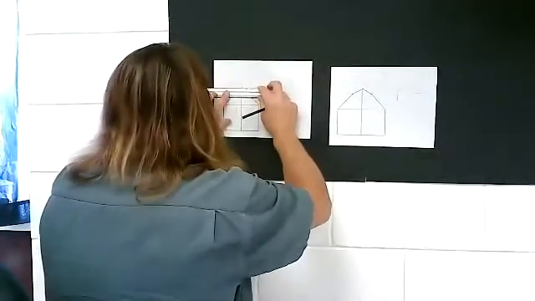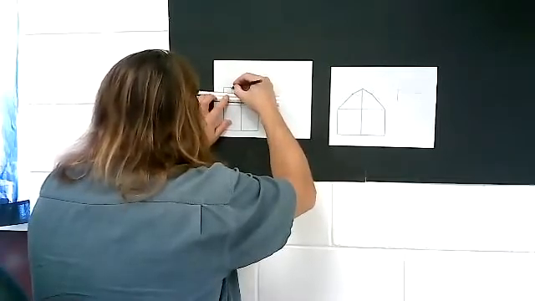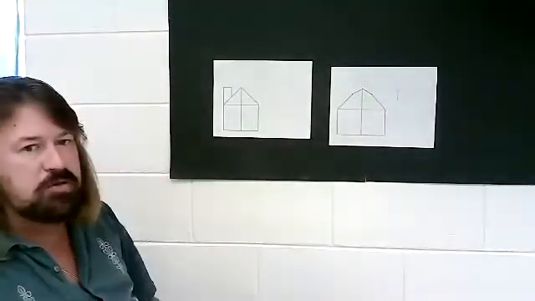Then what I'm doing here is I'm going to just go ahead and connect those two lines together with the ruler. And I got my chimney over there.